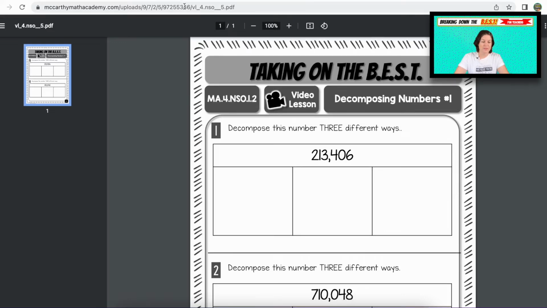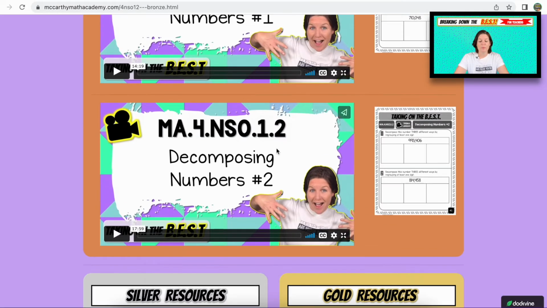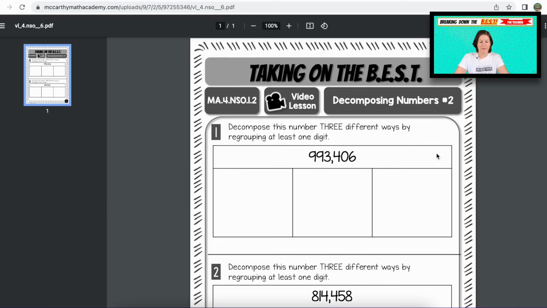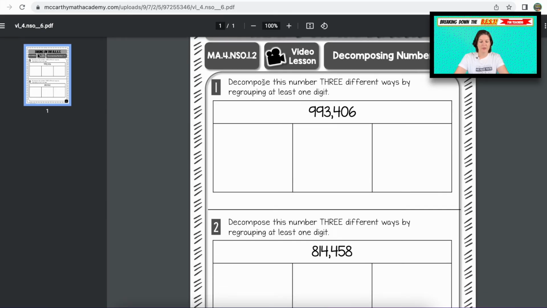Where the other one, decomposing numbers number 2, practices regrouping. So in this one, you can see, decompose this number 3 different ways by regrouping at least one digit. So maybe we took a 100,000 and regrouped it over into the 10,000s place and then explained how we decompose those. If this sounds like gibberish right now and you're like, huh? Imagine what it's going to sound like for your students.